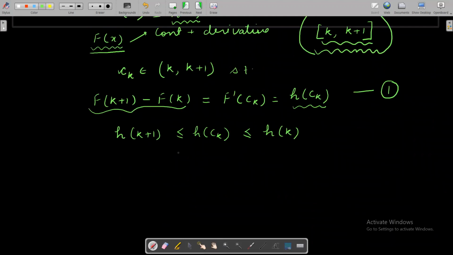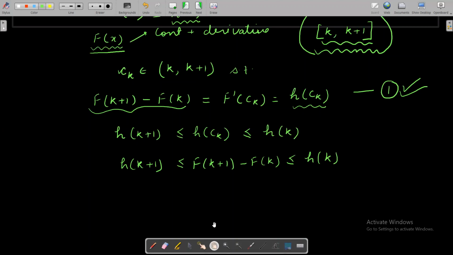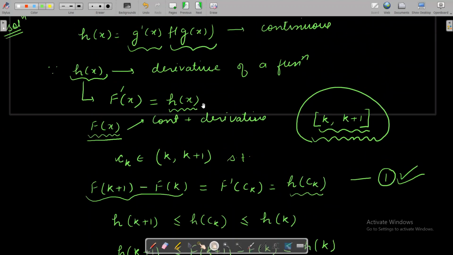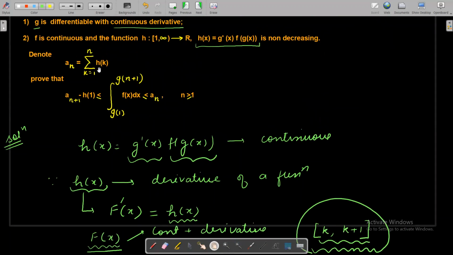H of k, when you write its value from the first equation, you can write it as capital F of k plus 1 minus f of k less than or equal to h of k plus 1. They have provided us in the question the value of an. They have defined an as sigma k from 1 to n of h k. I'm going to make use of this information now.